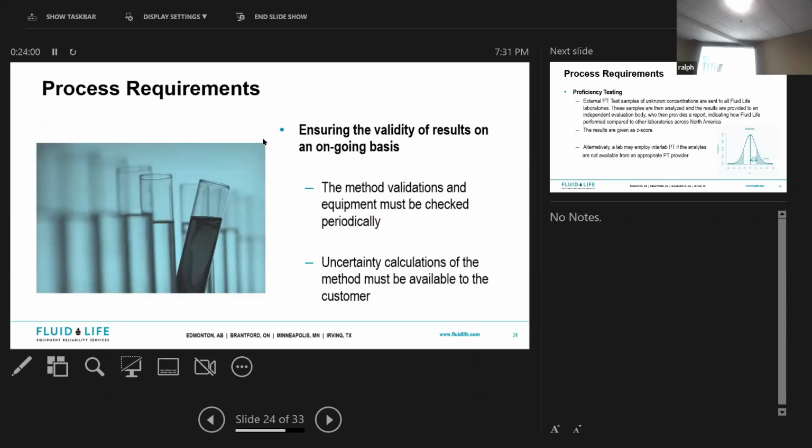Right, ensuring the validity of the results on an ongoing basis. So first we validate all the equipment. We have to make sure it is good to use. But after that, you have to monitor its performance periodically. Some labs will do it once a week. Some of them will do it once a month, depending on what you're running, because some testing is very involved and you can only do it once a week, every 2 weeks or a month.